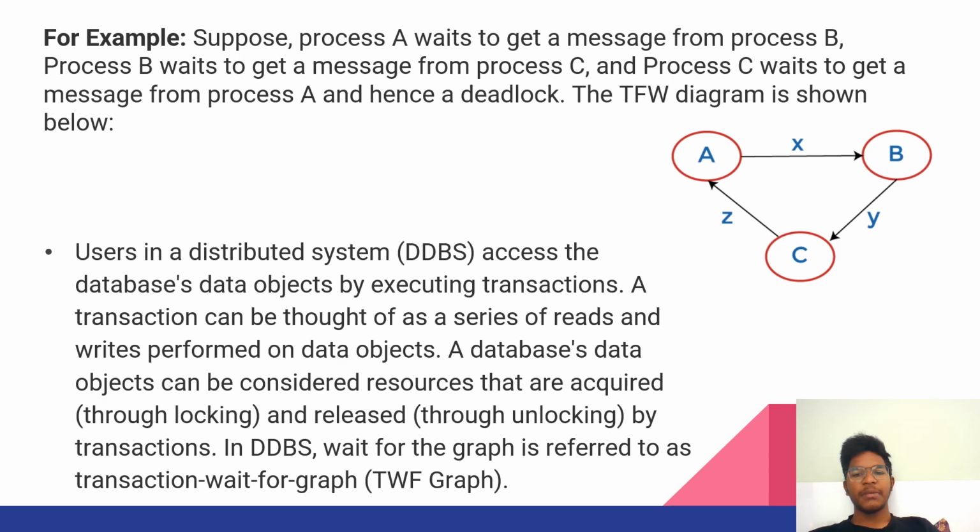Users in a distributed DDBS access the database data objects by executing transactions. A transaction can be thought of as a series of reads and writes performed on the data objects. A database's data objects can be considered resources that are required through locking and released by transactions. In DDBS, the wait-for graph is referred to as the transaction wait-for graph, the TWF graph.